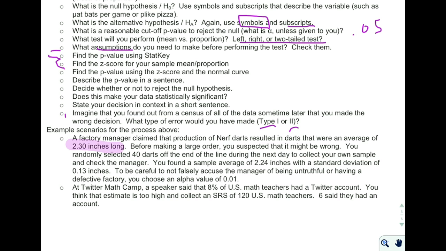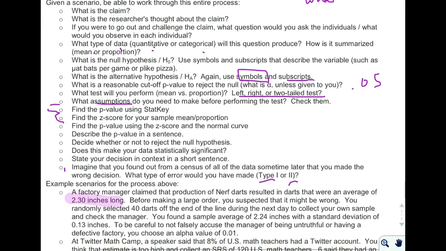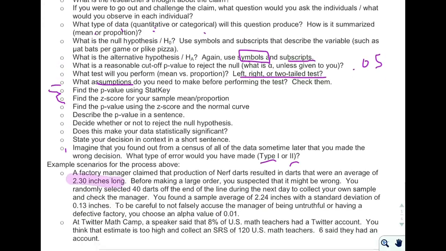Going back, let's check our direction. The very first thing says, what is the claim? 2.3 inches. What is the researcher's thought? That it's wrong. Doesn't say higher or lower, it just says wrong. So we're thinking two-tail, not equal test. It says you randomly selected, so we're thinking sample now. Randomly selected 40 darts. You found a sample average of 2.24, sample standard deviation of 0.13.